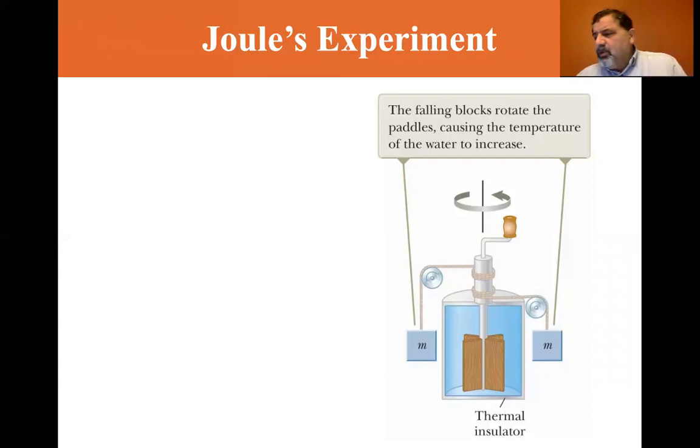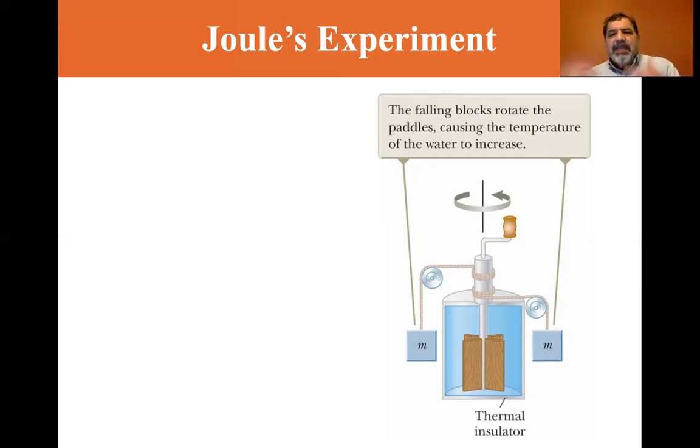Now, James Prescott Joule established the equivalence of the decrease in mechanical energy and the increase in internal energy. And he had this little device where the falling blocks rotate the paddles. They're equivalent blocks, so you're going to get 2 mgh by the time they fall. That's the change in the potential energy, and that's going to be the energy transferred to the system.